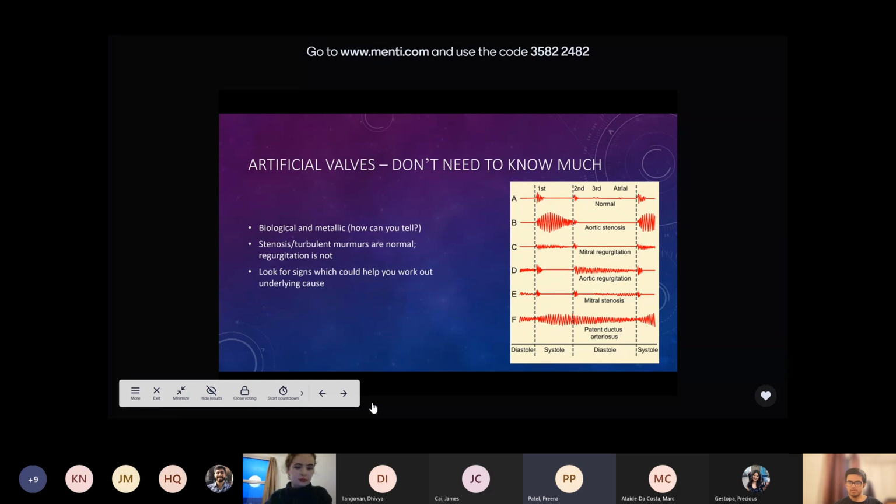But yes, good job. So essentially with artificial valves, if you hear a murmur, ask yourself what that murmur signifies. If it's stenosis, that's fine. If it's regurgitation, that's when it's not working. And then just look for signs like pulmonary edema or left or right side heart failure, which can help confirm that, okay?